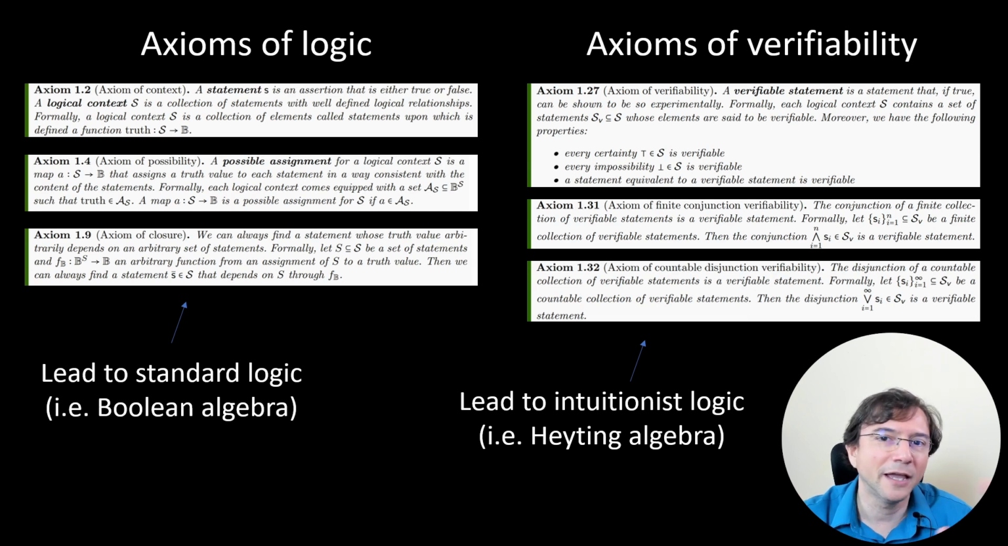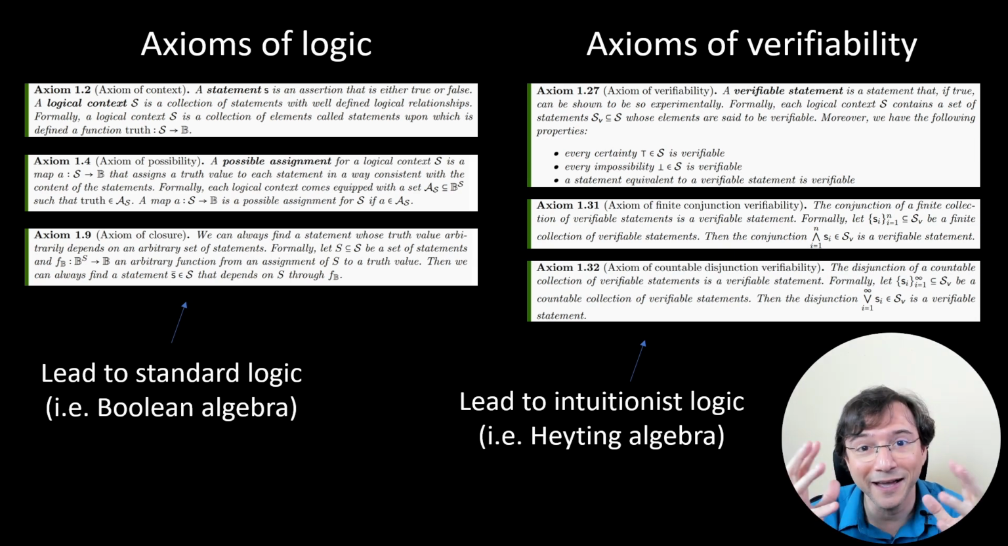And in a nutshell, the first set of axioms essentially recovers standard logic, which mathematically is a Boolean algebra, and the second set of axioms recovers what is called intuitionist logic, which is a Heyting algebra. And a mathematician might just say, why don't you just assume that you have a Boolean algebra and a Heyting algebra and be done with it? And that's the problem. We can't just assume that we have math. We have to show that our physical requirements lead to that math.